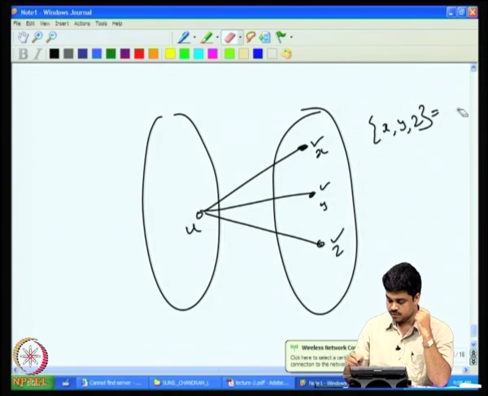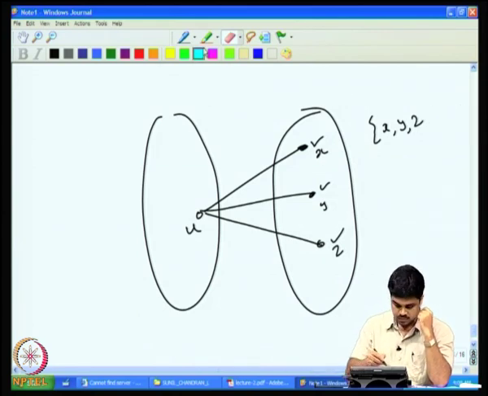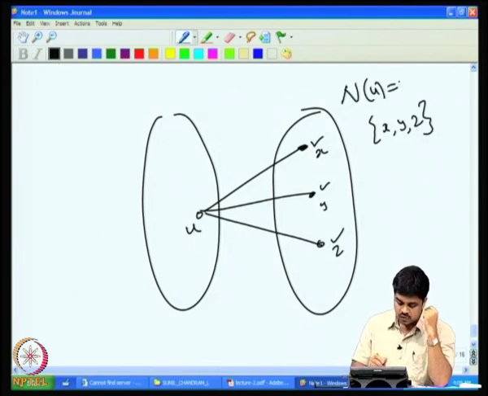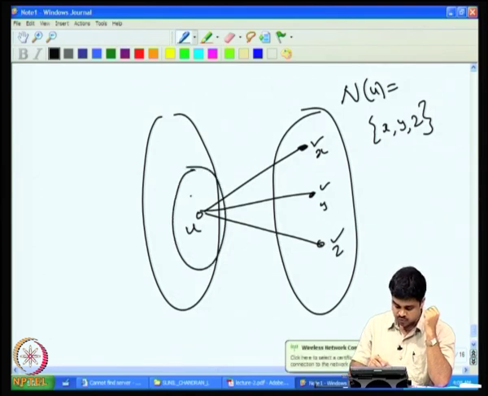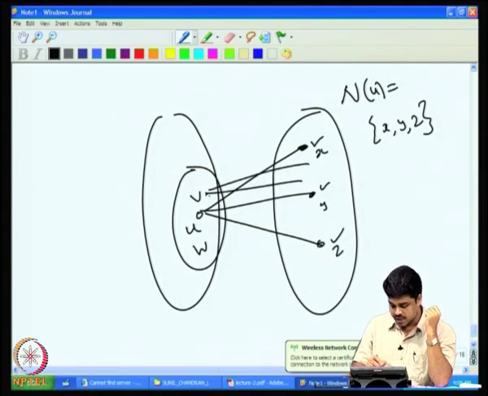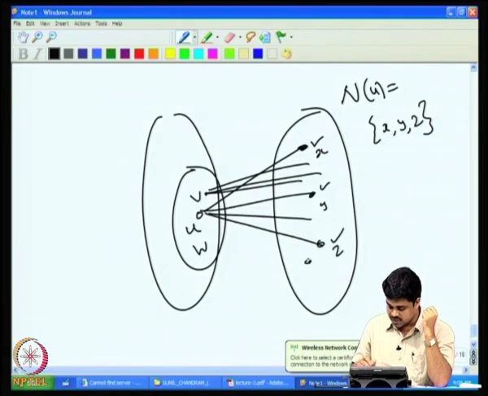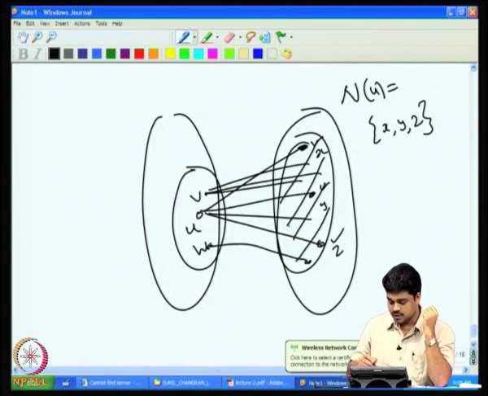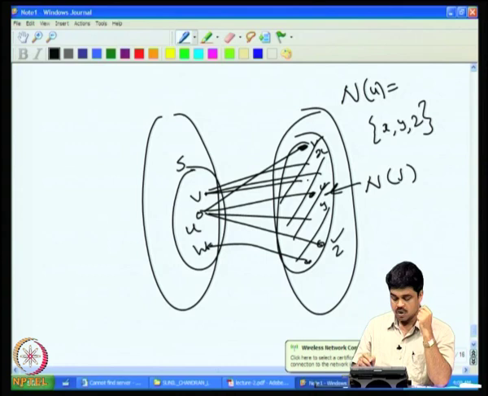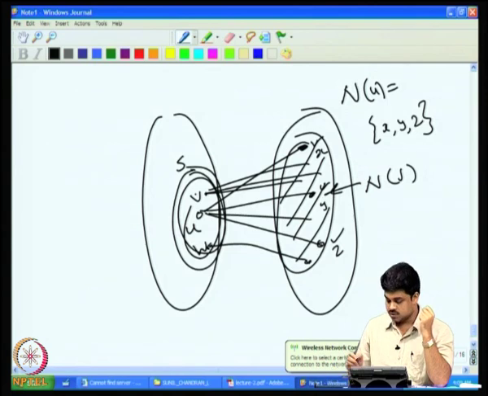Set of neighbors of u. This is N of u. Now, we can also take a collection of vertices here, maybe u, v, w, and then look at the neighbor set of all these things. For instance, a vertex here which is a neighbor of at least one of them will be collected together, and suppose this is S, this will be N of S. N of S will be the set of vertices on this side such that it is a neighbor of at least one of the vertices from this set. This is called N of S.